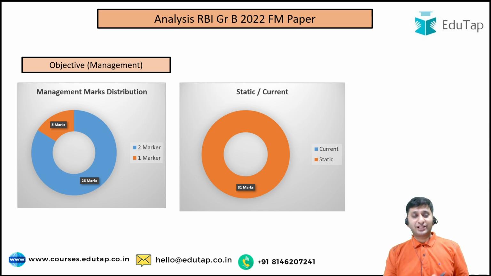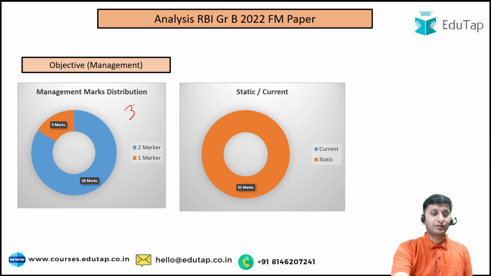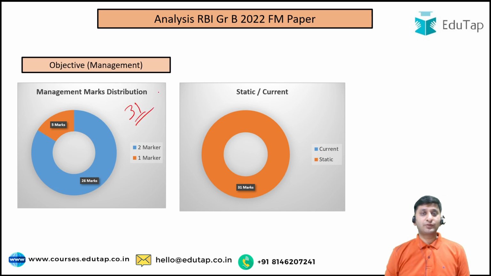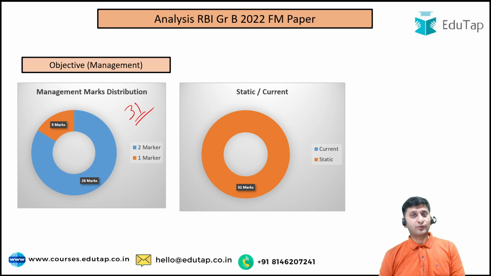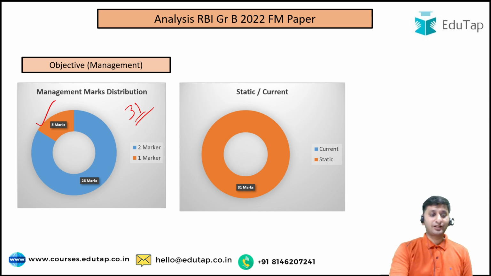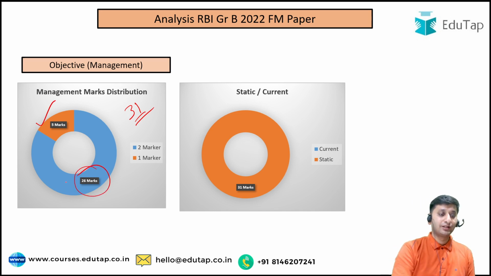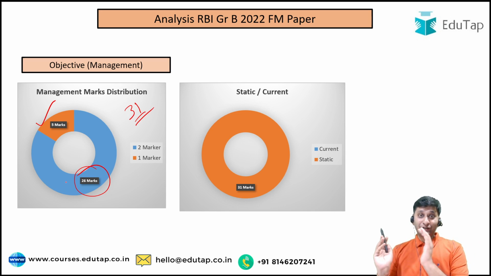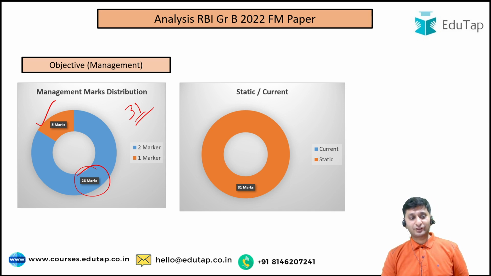Now in the objective, that is the management part, as I told you, the total marks in the paper distributed to management were 31. Out of that, 5 questions were 1 marker worth 5 marks and 13 questions were 2 marker, that is worth 26 marks. तो जो आपके 2 markers आते हैं वो 20 आते हैं, उसमें से 13 were from management. Such a high weightage was being given to management.